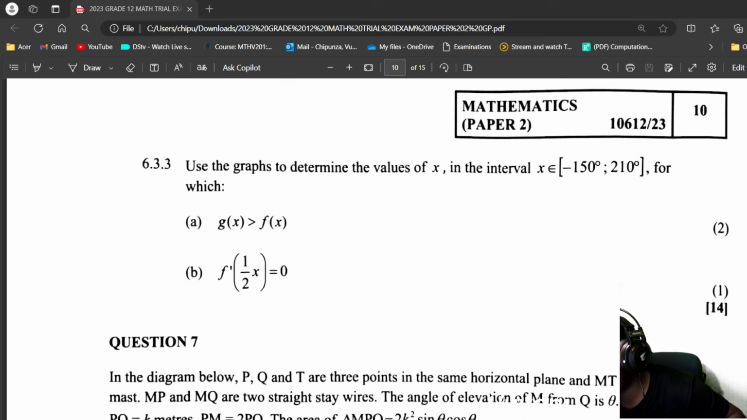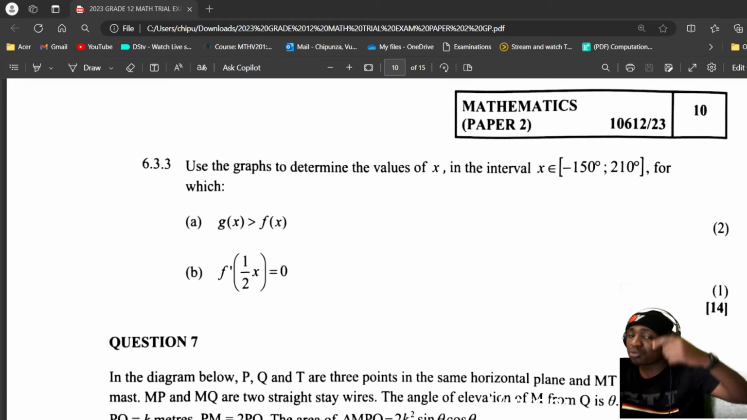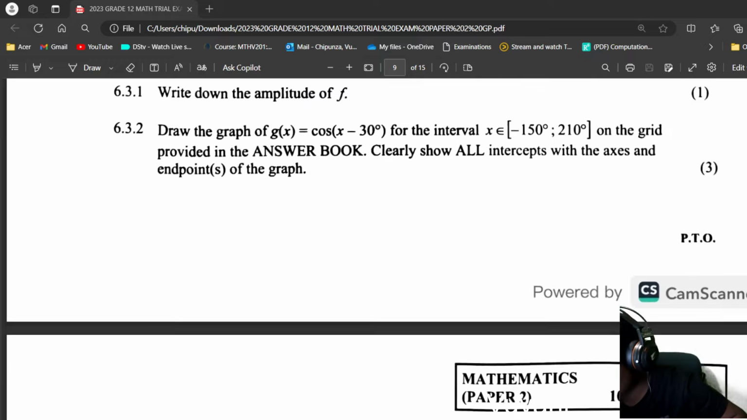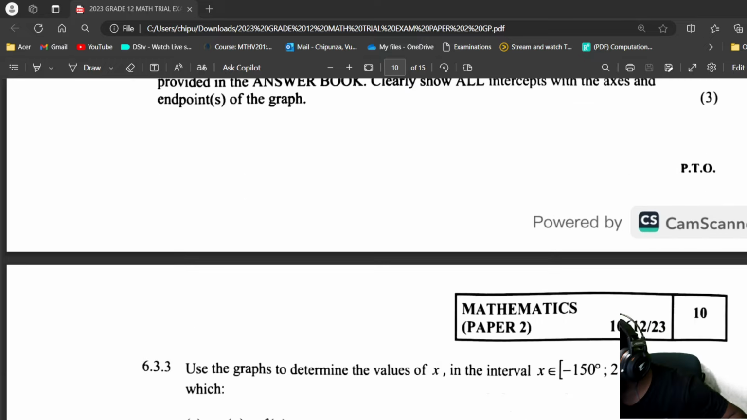Then there's 6.3.3. Now you need to analyze the functions and find where g of x will be greater than f of x. That's just you looking at the functions which you have plotted so that you can get the values. That won't be really hard on your side. So this is what I had prepared for you guys.